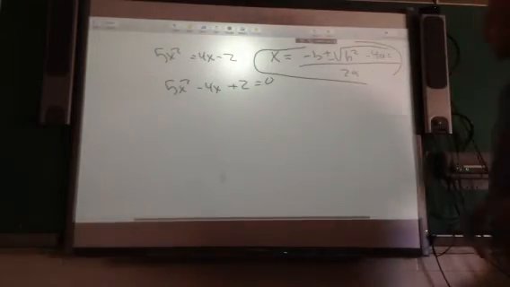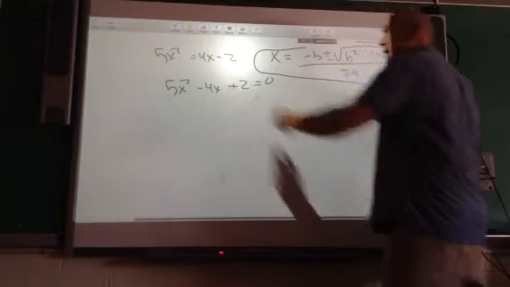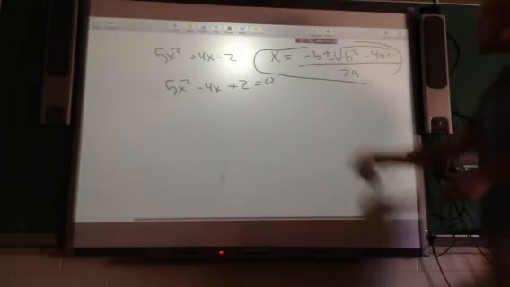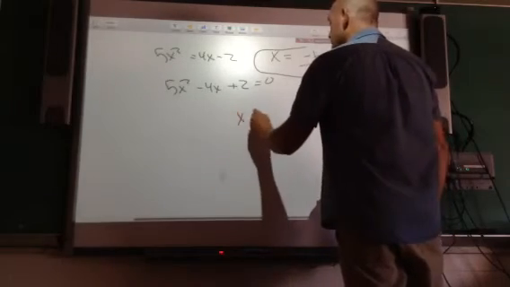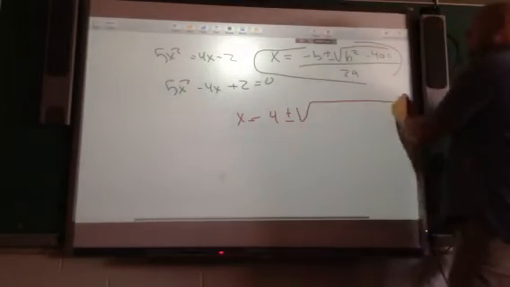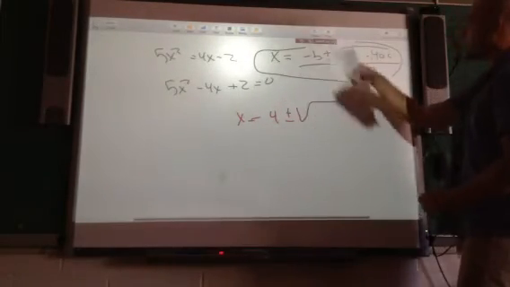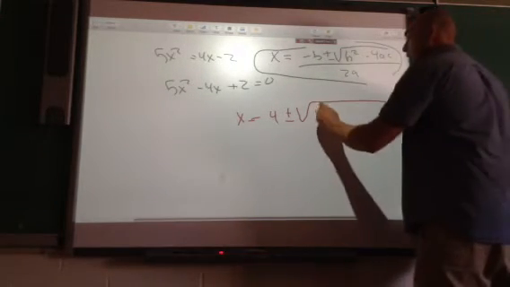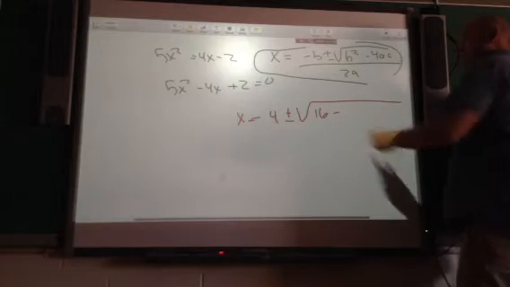When I go to plug stuff in though, a very common mistake, what happens if it's a negative? Turns into a positive, negative, negative, positive. So I have x equals 4 plus or minus the square root, oh, sorry, where was that? There we go. And what do I put here? 16. Now I'm going to put that negative sign right there, or subtract.